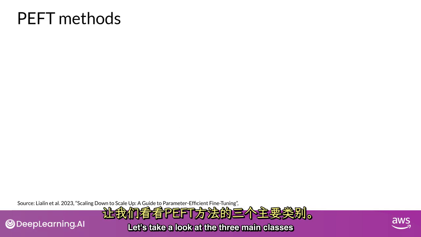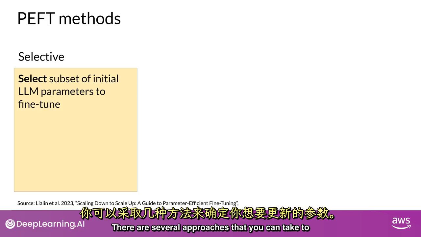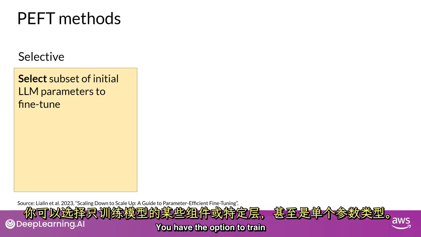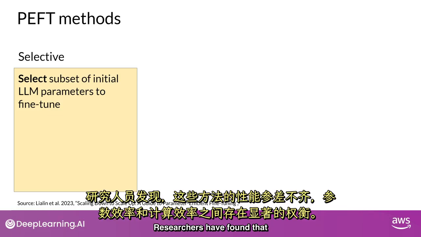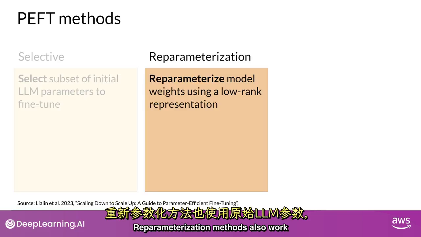Let's take a look at the three main classes of PEFT methods. Selective methods are those that fine-tune only a subset of the original LLM parameters. There are several approaches that you can take to identify which parameters you want to update. You have the option to train only certain components of the model, or specific layers, or even individual parameter types. Researchers have found that the performance of these methods is mixed, and there are significant trade-offs between parameter efficiency and compute efficiency. So we won't focus on them in this course.